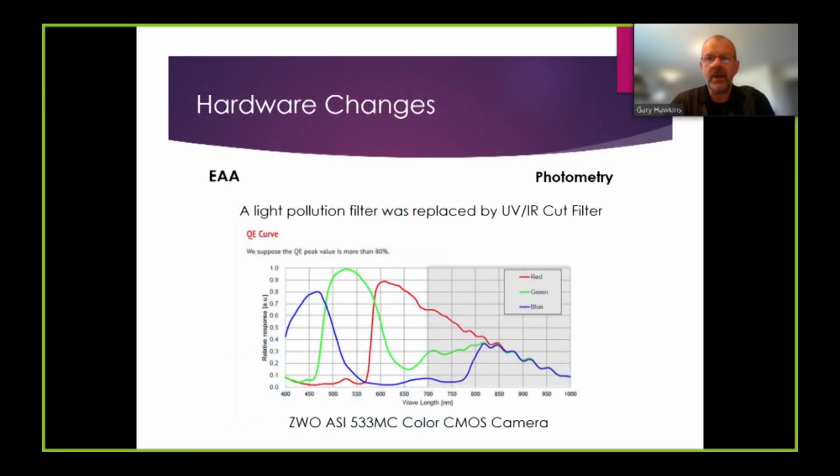I had to make very few hardware changes to my EAA setup to make it suitable for photometry. And the primary one was the replacement of the light pollution filter that I was using for EAA with a UV-IR cut filter to constrain the response of the 533 MC color CMOS camera that I was using to a spectral range between 400 to 700 nanometers.